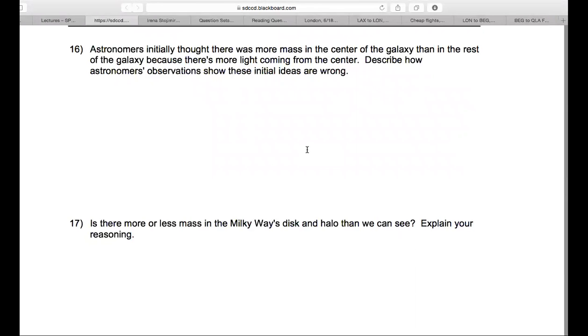So astronomers initially thought there was more mass in the center of the galaxy than in the rest of the galaxy because there is more light coming from the center. That's correct, more light coming from the center. Describe how astronomers' observations show these initial ideas are wrong. So what type of observations showed us that these initial ideas are wrong?